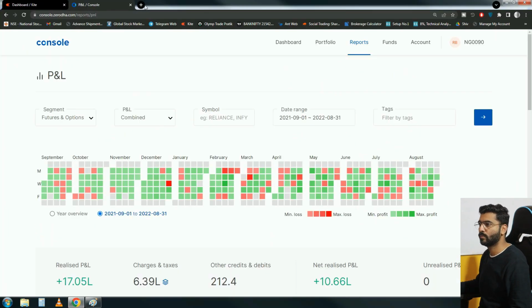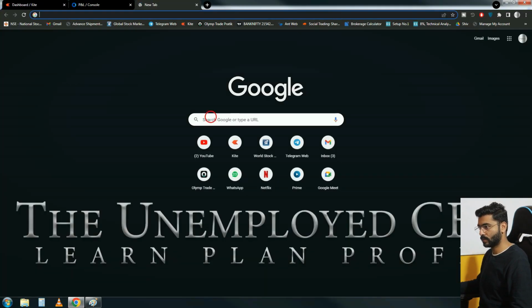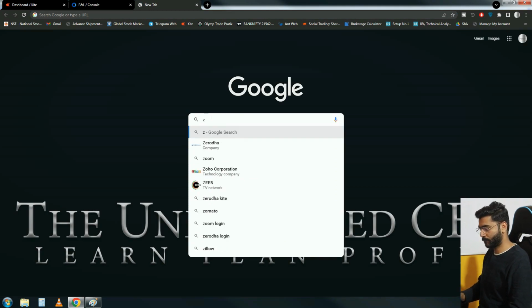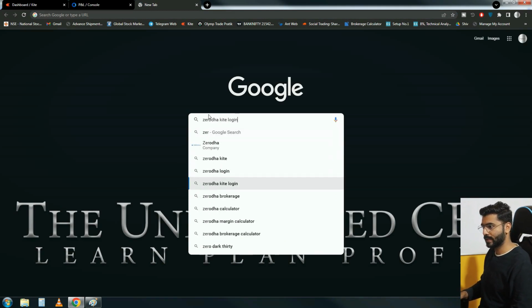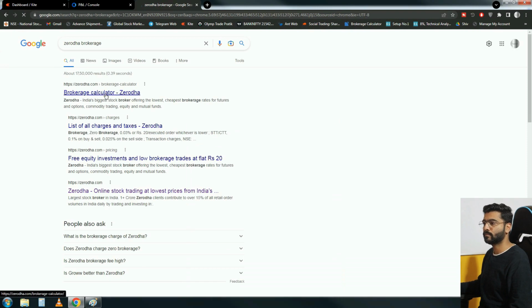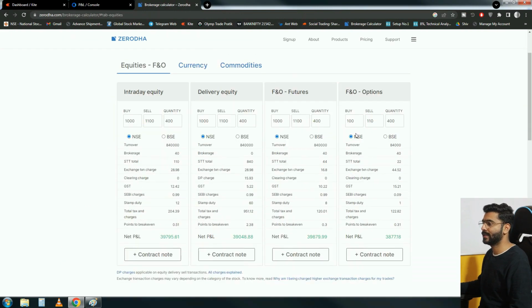Okay, so we'll move to the brokerage calculator. Okay, now here is the example. Normally we buy somewhere around 300 rupees premium, and let's say we exit at cost. If I'm buying 25 quantity, that is one lot for Bank Nifty, you can see 60 rupees is the net P&L, which is negative. Why? Because 60 rupees was my tax, since I exited at cost. So 60 rupees is the loss even if you exit at cost.